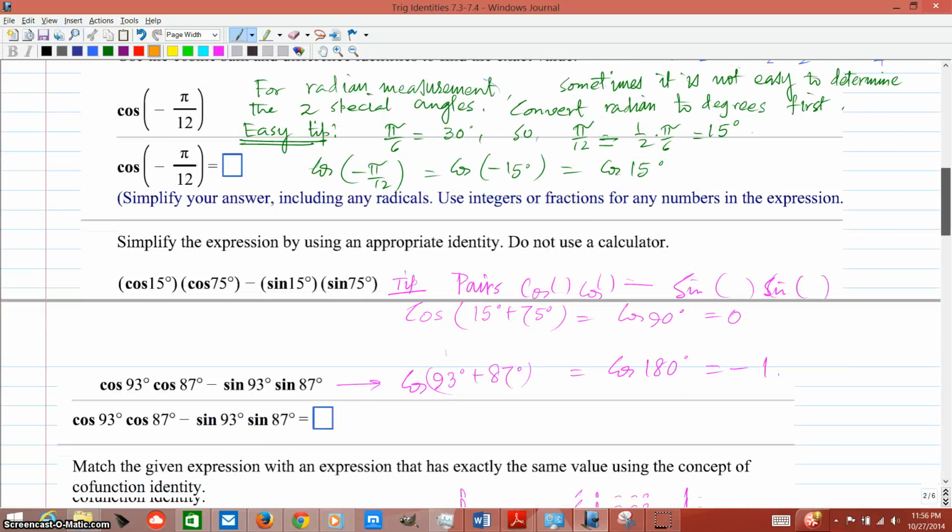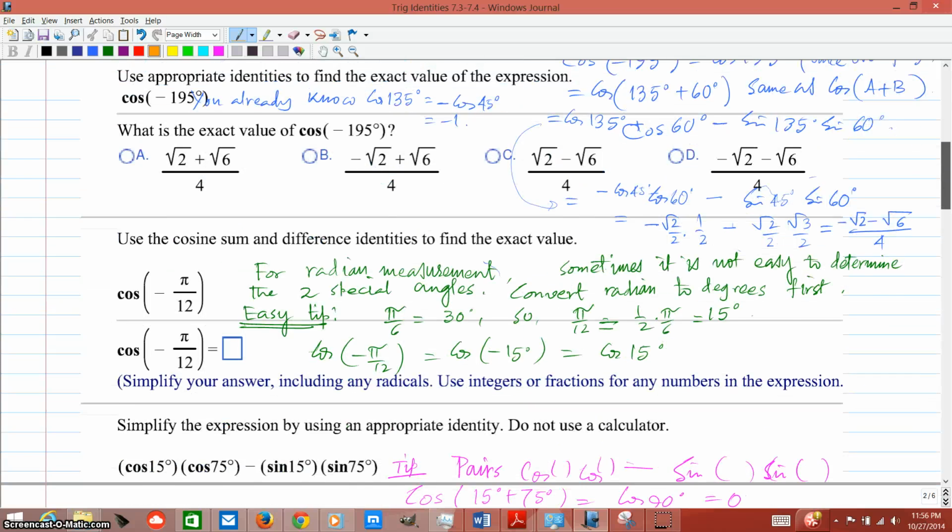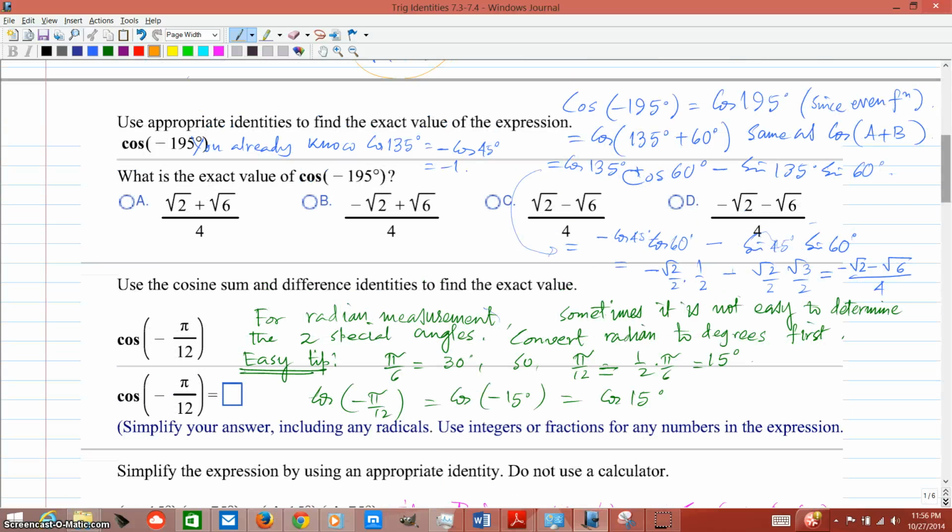Now let's get to actually work out some of the sum, difference, or double angle, half angle type problems. So to find out your cosine of negative 195 degrees, it is a good idea to take care of your negative angle first. Okay, and if you remember cosine function is an even function, so it will be cosine of negative 195.